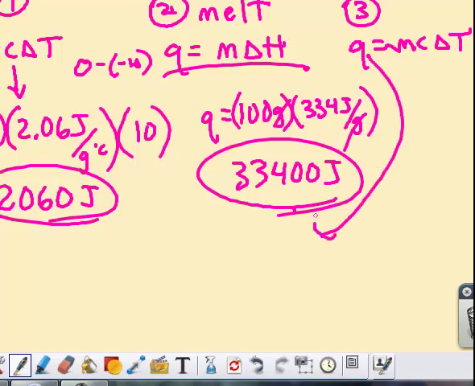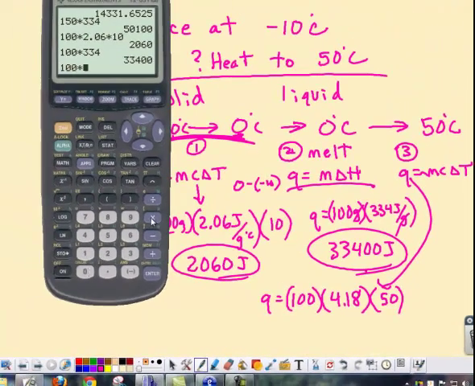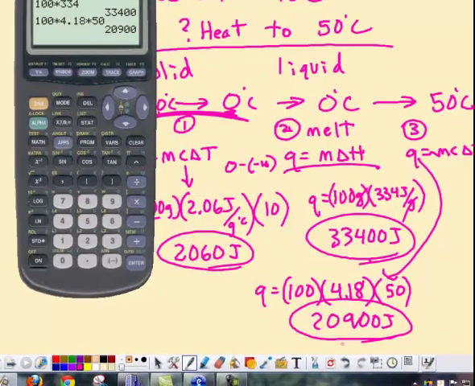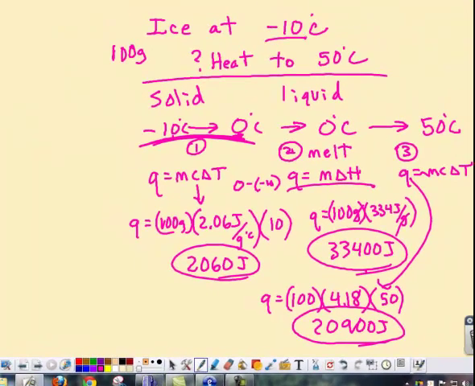I'm going to do this one down here. So now we have, once again, 100 grams. The specific heat of liquid water, different than ice. Again, you look it up in a chart. Change in temperature. Started at 0, ended up at 50. So 50 minus 0, final minus initial, is 50. So 100 times 4.18 times 50, and we got 20,900 joules.